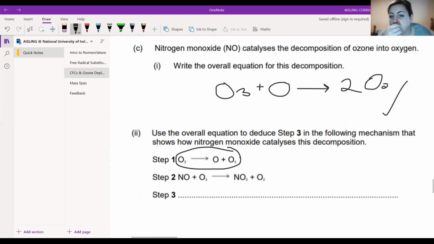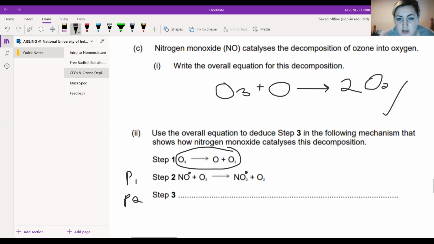Use the overall equation to deduce step 3 in the following mechanism that shows how nitrogen monoxide catalyzes this decomposition. So overall, we have a molecule. Now they should be showing radicals here. What should be here is a radical, and what should be here is a radical. By the way, that's definitely the case. So again, radical, molecule, new radical, new molecule. It's propagation 1, so we're basically just drawing the propagation 2 step for this.